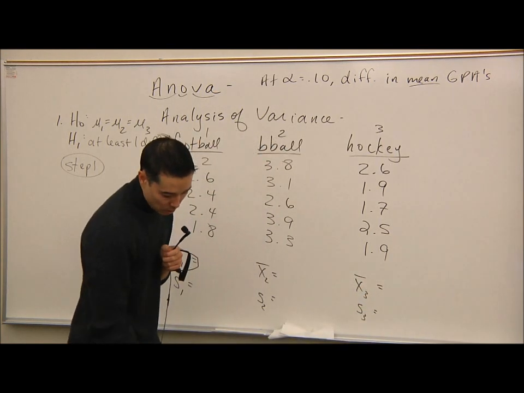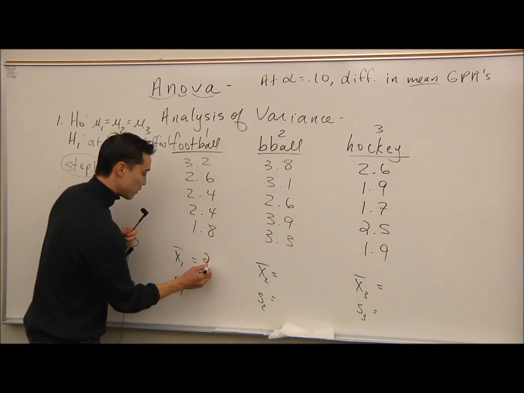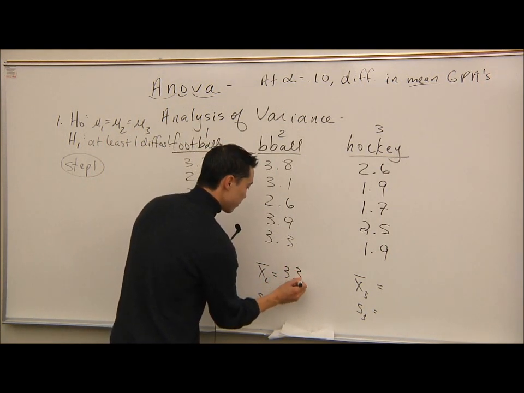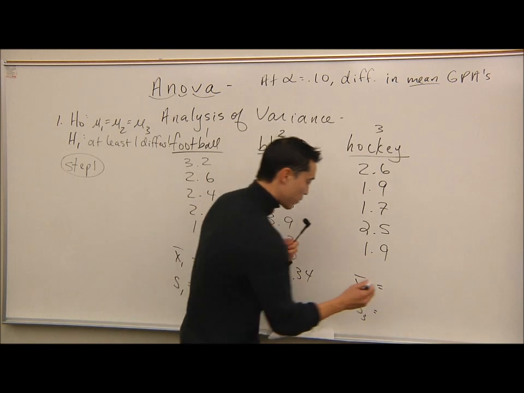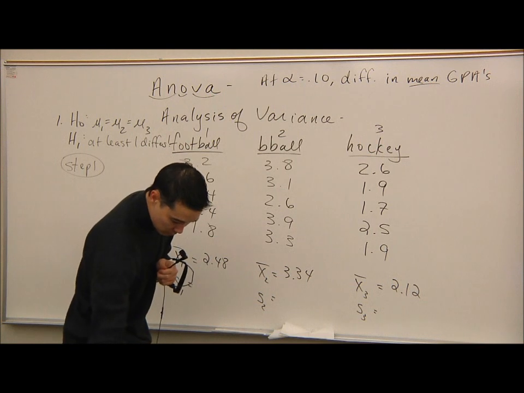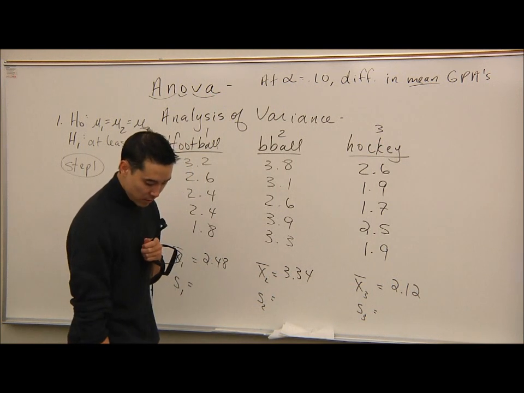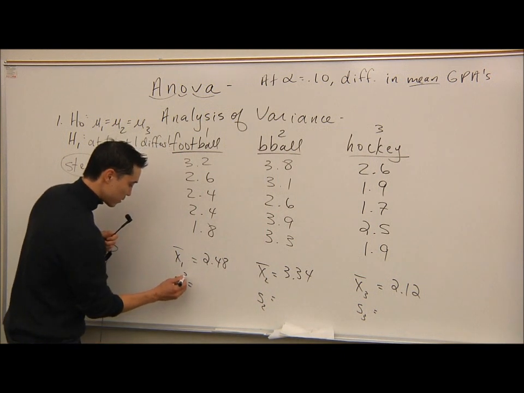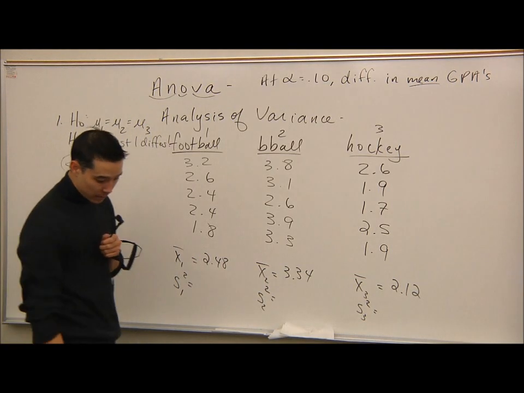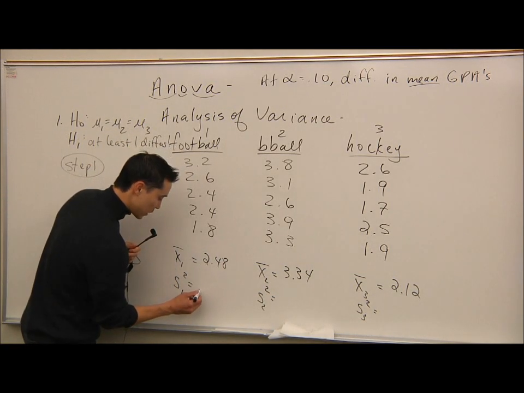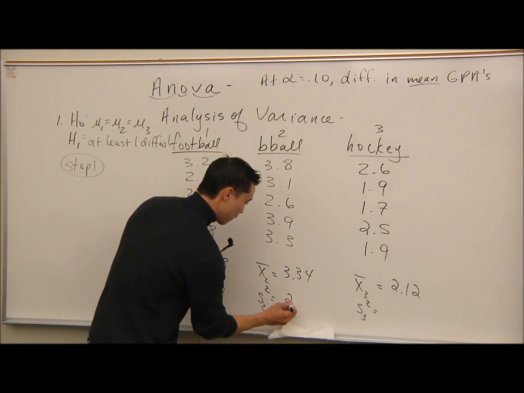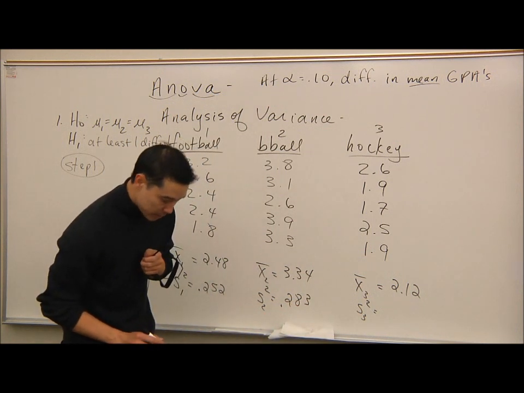Okay? So football comes out to 2.48 for a mean GPA. Basketball is 3.34 for a mean GPA. And hockey is 2.12. Okay, and then the standard deviations. Actually, let me just give you the variance, because it's the variance that we really need. So let's square these. Let's give variance. So your variance is 0.252, and your variance is 0.283, and for hockey, your variance is 0.162.